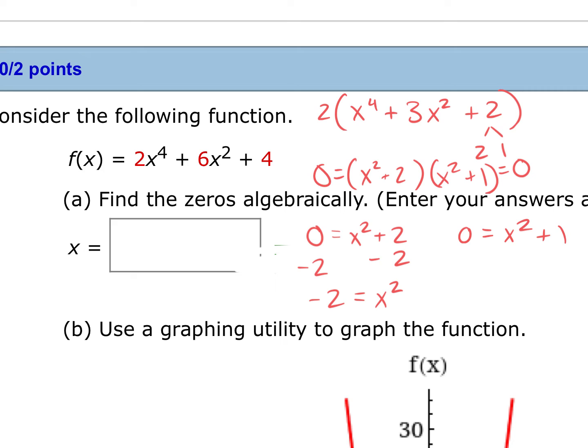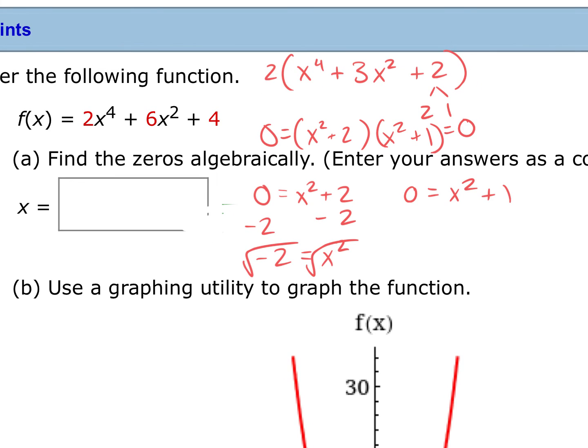What should I do next? Square root it. Can I take the square root of negative 2? No, so is this a real 0? No. So I could stop here. It's not a real 0. I'm only finding the real zeros here. Let's look at the next one.